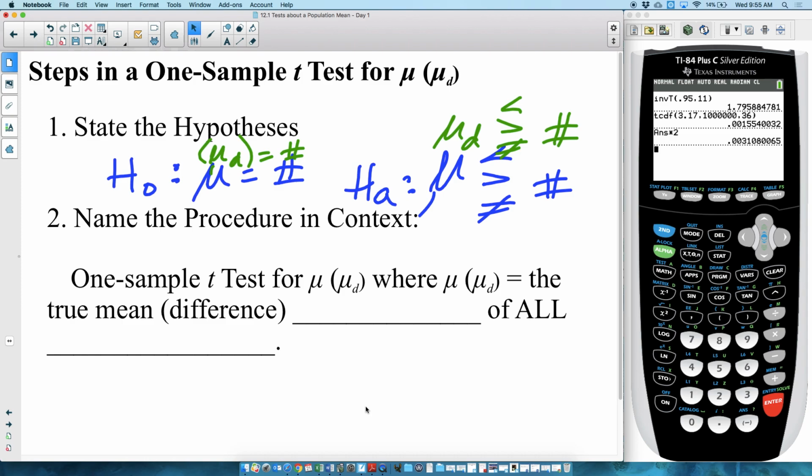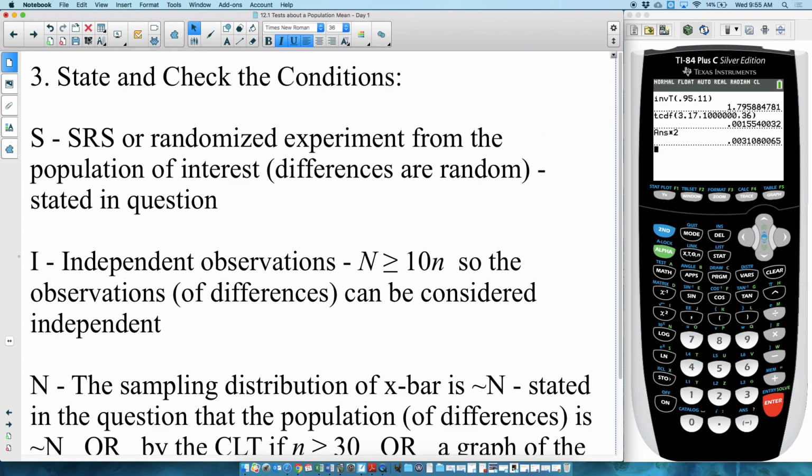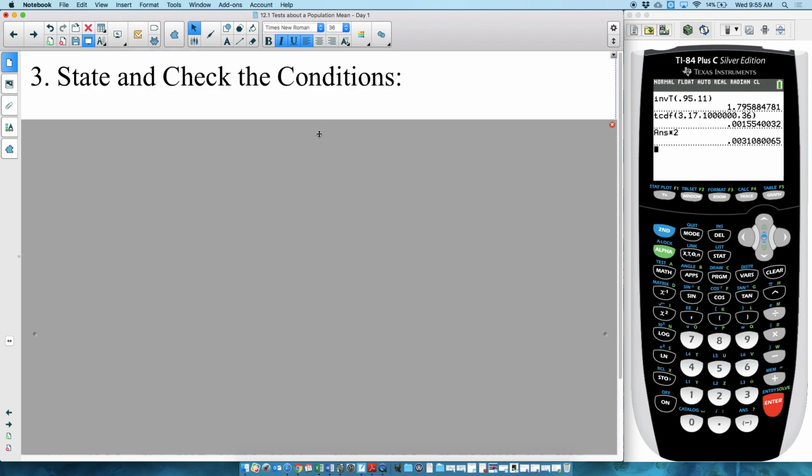All right, then what is step 3? State and check our conditions. So we're still SINning. So what is our S? This is the part you guys are still leaving out. SRS from the population of interest or randomized experiment.